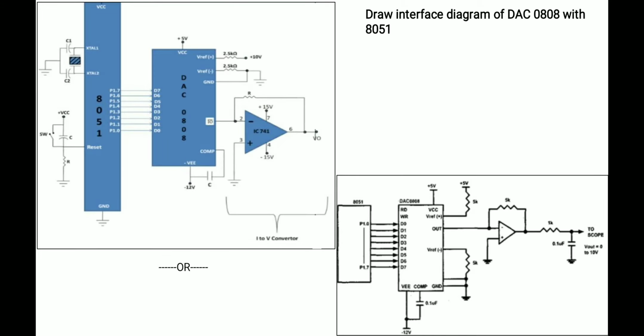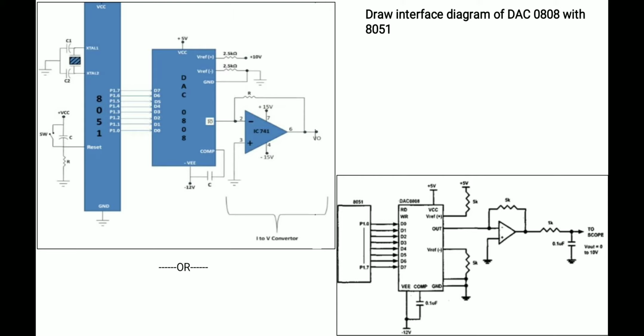First is to draw the interfacing diagram of the DAC, that is a digital to analog converter, 0808 IC with the 8051 microcontroller. For the exam point of view, this question is very important. Always this question is asked in the theory exam, so we have to draw only the interfacing diagram with the 8051 microcontroller for the DAC, that is 0808.